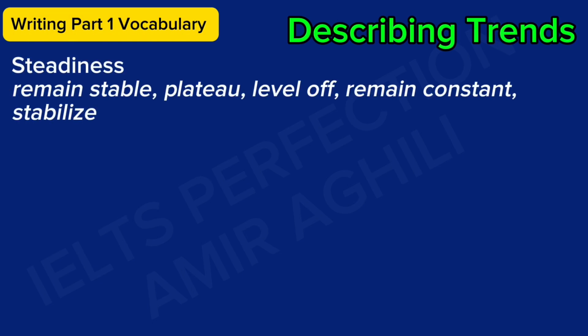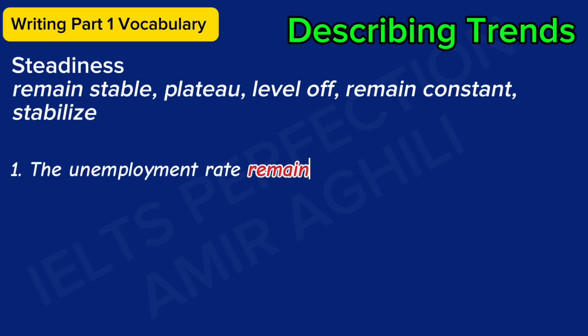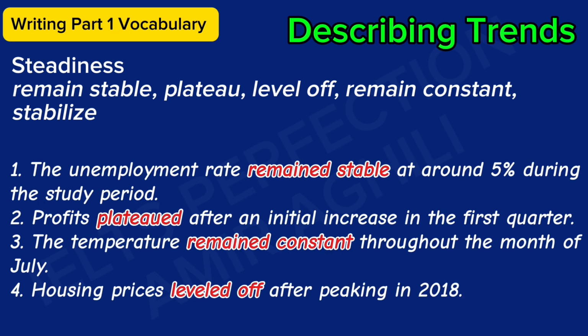And for steadiness, use phrases like remain stable, plateau, level up, remain constant, and stabilize. 1. The unemployment rate remained stable at around 5% during the study period.